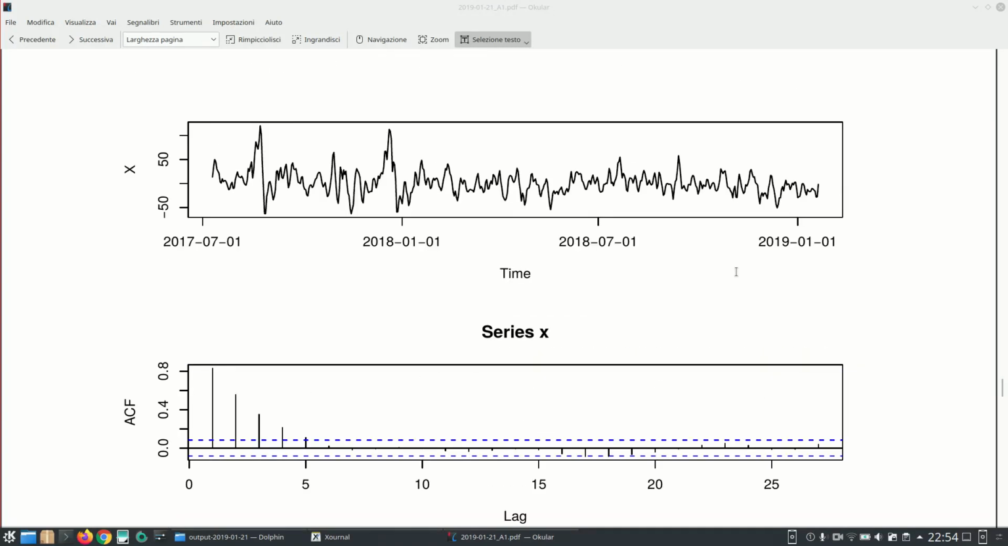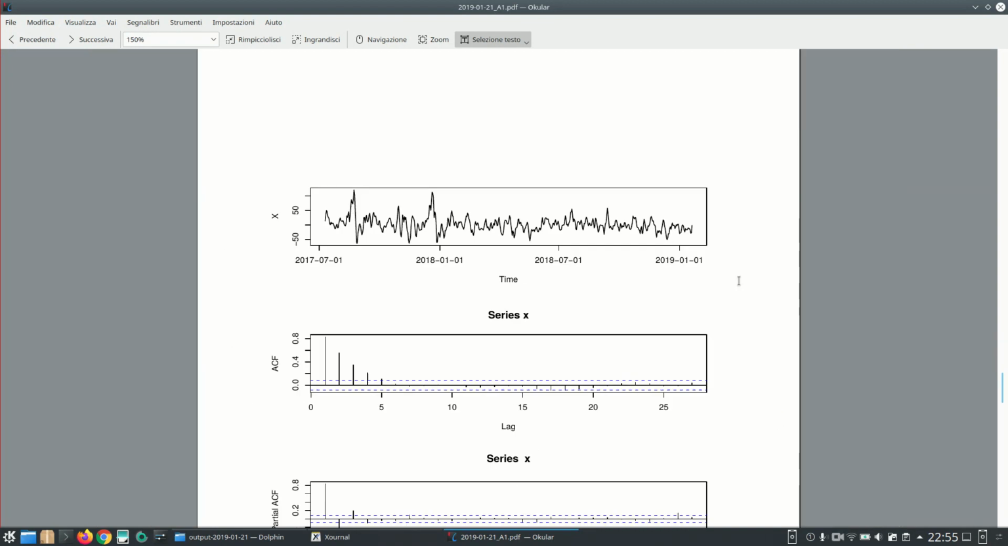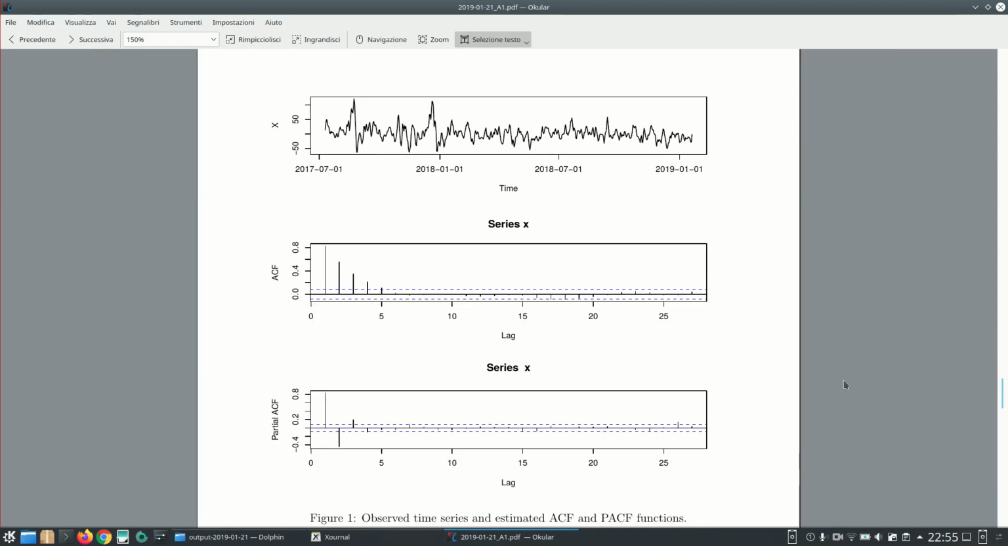Okay, this is the time series. Let us reduce the size of the image. This is the raw time series, and the estimated autocorrelation and partial autocorrelation functions are shown below.